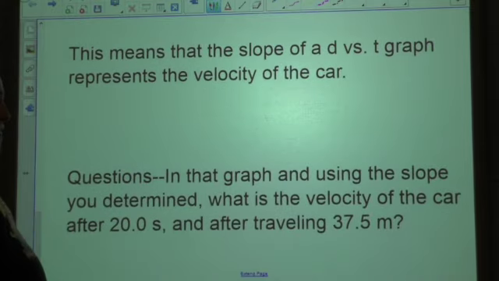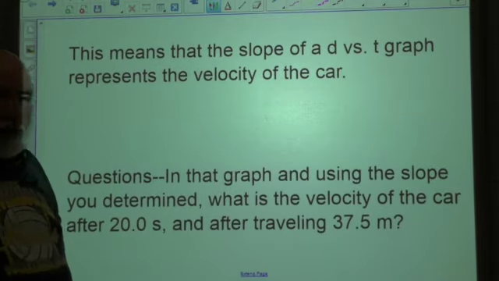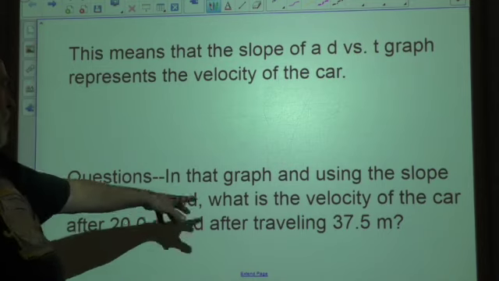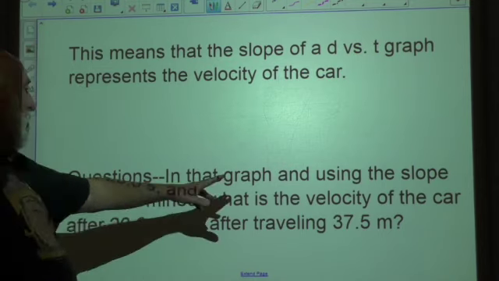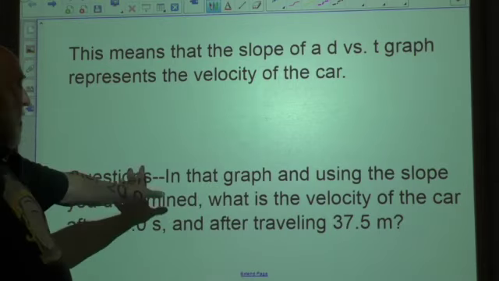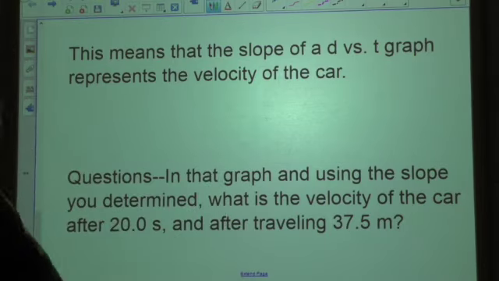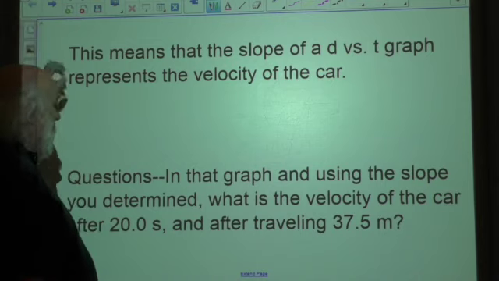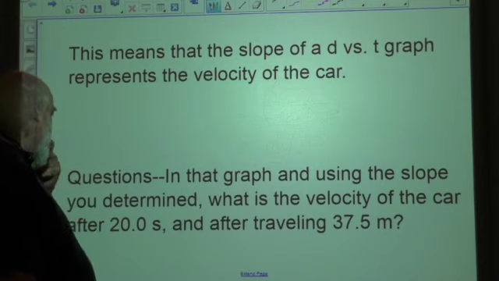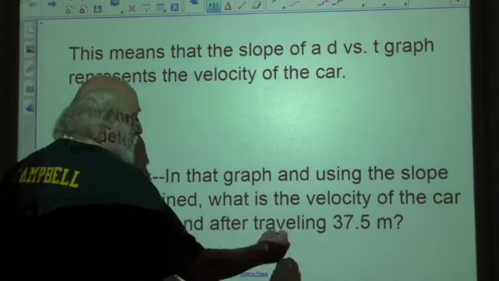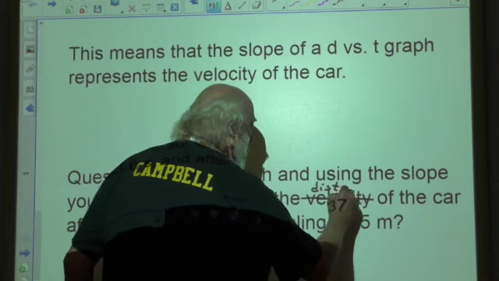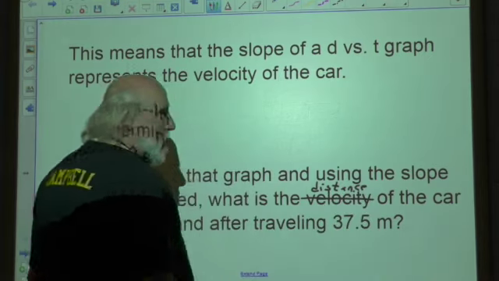Now, let's do a couple of interpolations here. First one, in the graph and using the slope you determine, we're going to use the equation. What is the velocity of the car after 20 seconds? So we'll do that and then we'll come back to this one. I'm sorry, that's not a very good way of putting it. I should say, what is the distance of the car? So when you get these sheets, it'll be corrected.